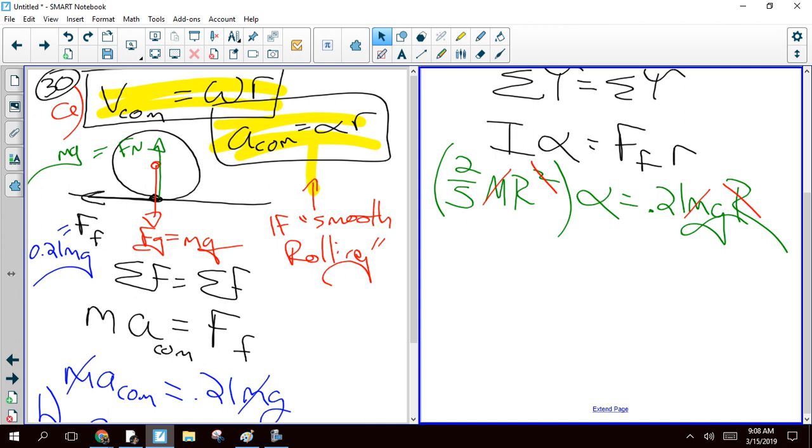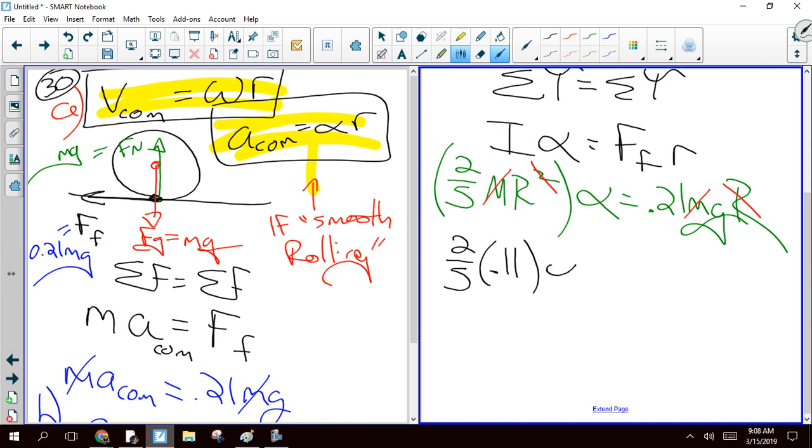So let's see. We can plug in our numbers here, right? So we've got 2/5. The radius is 11 centimeters. Is that right? 11 centimeters times alpha equals 0.21 times 9.8, right? And solve for alpha.